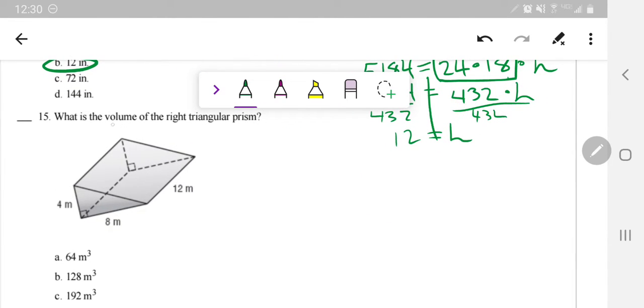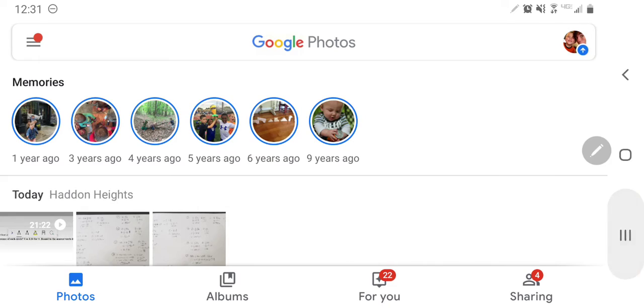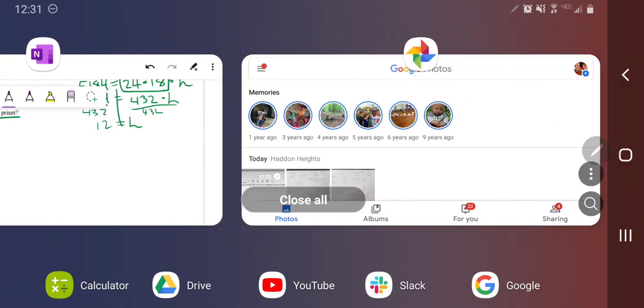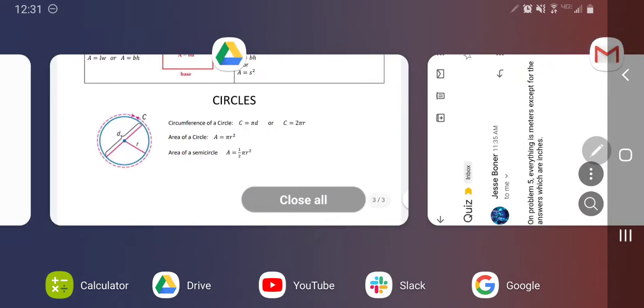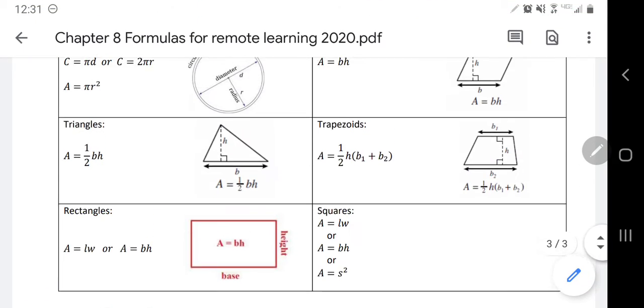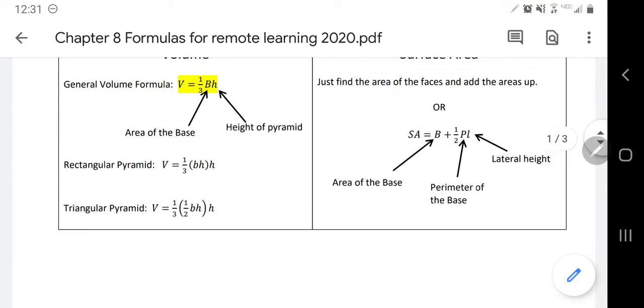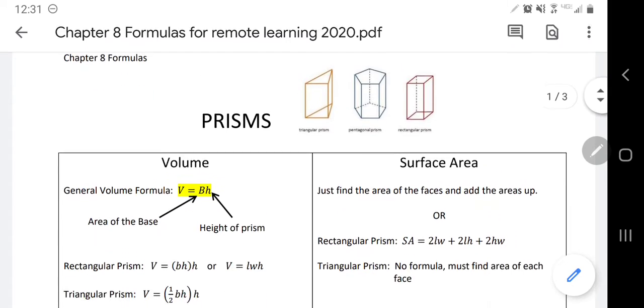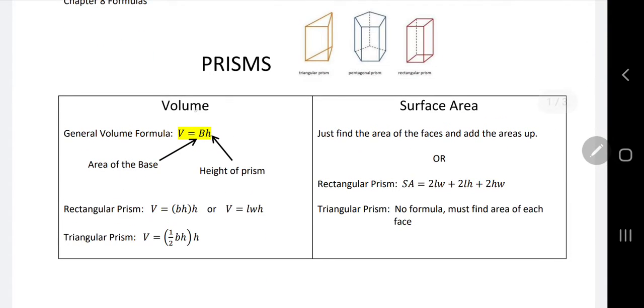Now, number 15, we're going for the volume of a triangular prism. Triangular prism because it has 2 matching triangular bases. If we need to find our formula here, where's my formula sheet? Right here. Formula sheet, we're going to go up to prisms, and we're looking for volume, so we go over to the left here. I just like to use this highlighted formula there.